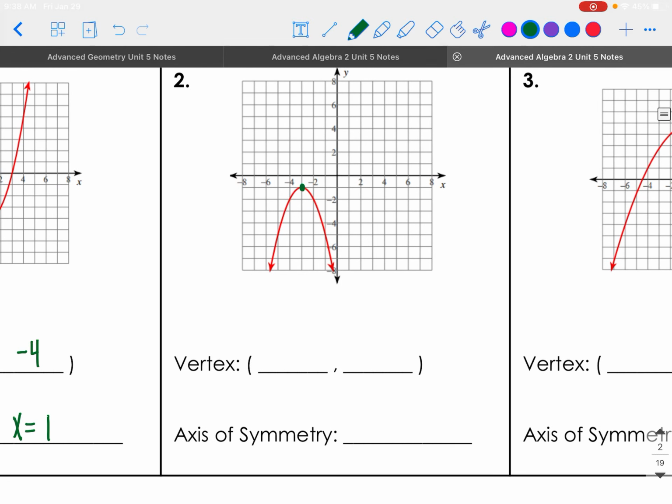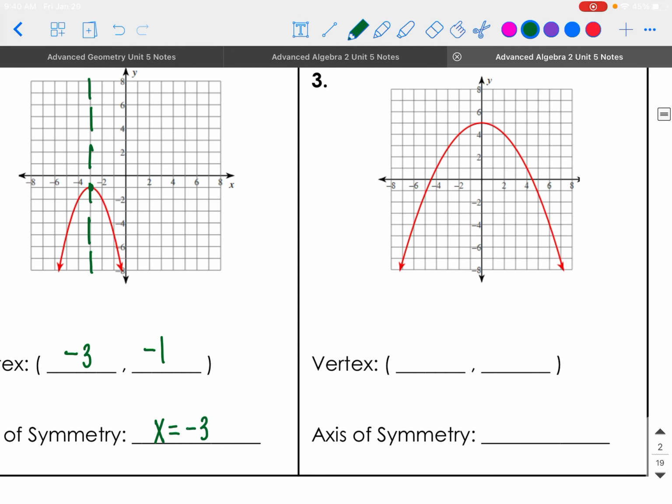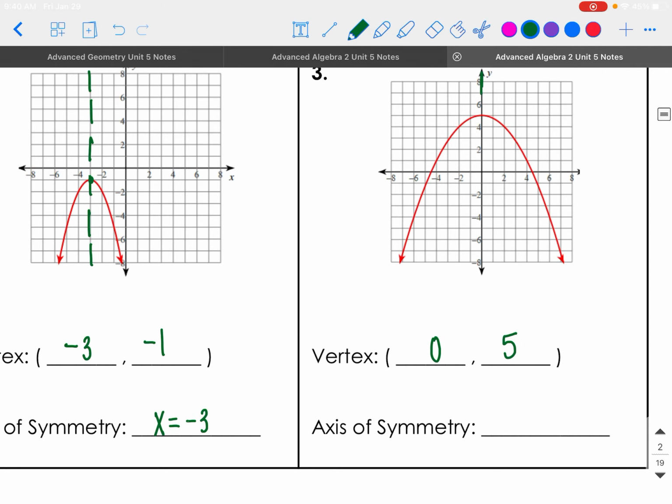Number 2. The vertex is (-3, -1). So the axis of symmetry is x equals -3. That's right here, that line. Number 3. Try number 3 on your own. So the vertex is (0, 5). And so the axis of symmetry, kind of hard to see, is x equals 0.